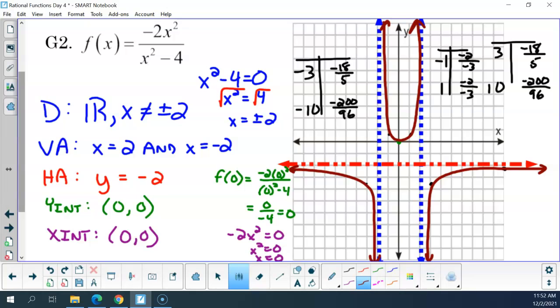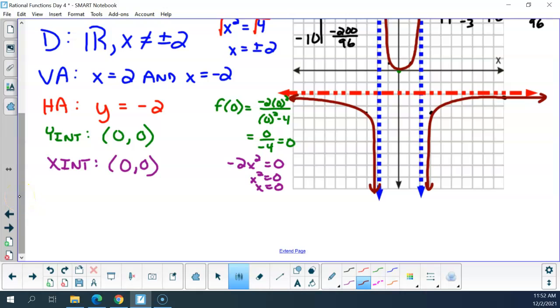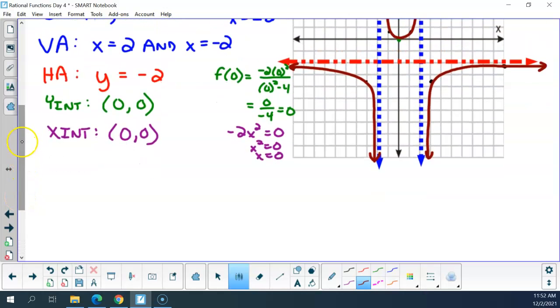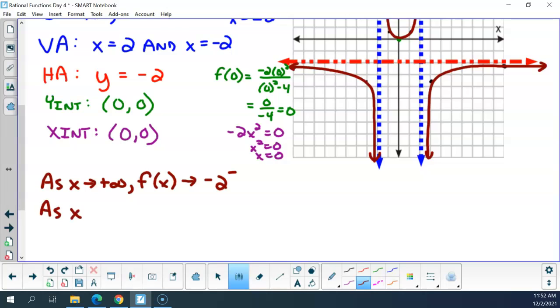Now I've got end behavior and I've got asymptote behavior. All right? So for my end behavior, as x goes to positive infinity, my function is going to negative 2 from below. That's what my horizontal asymptote is. Because it's under. Actually, both sides it's under. So both sides it's going to approach negative 2 from below.